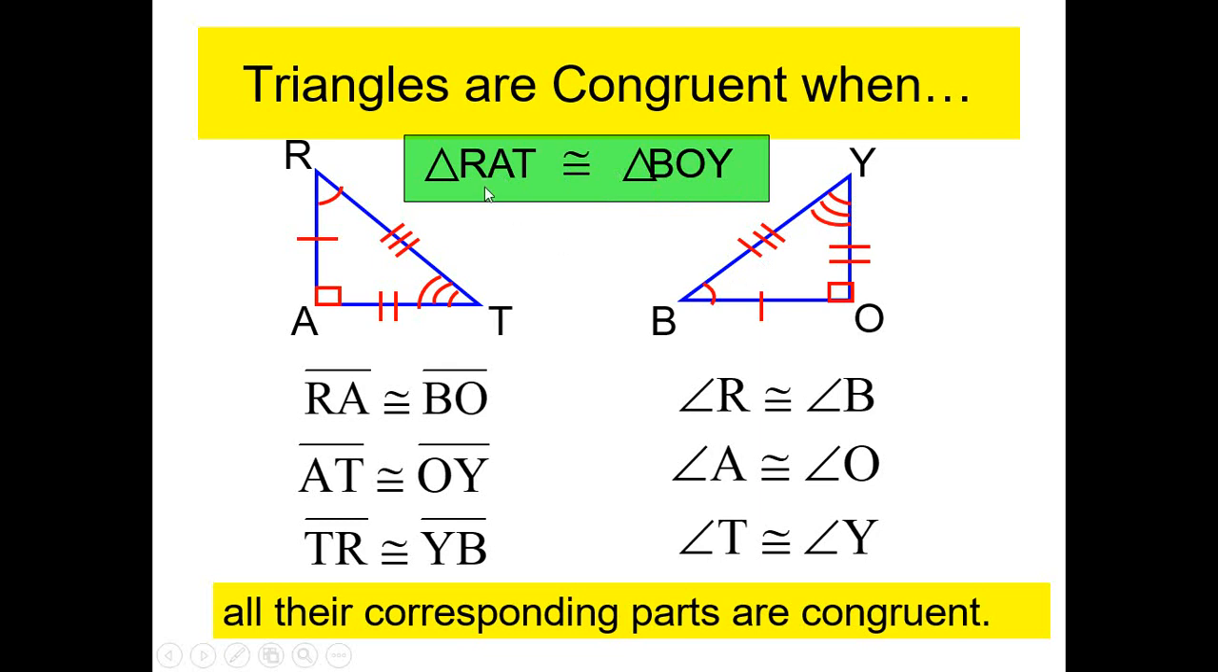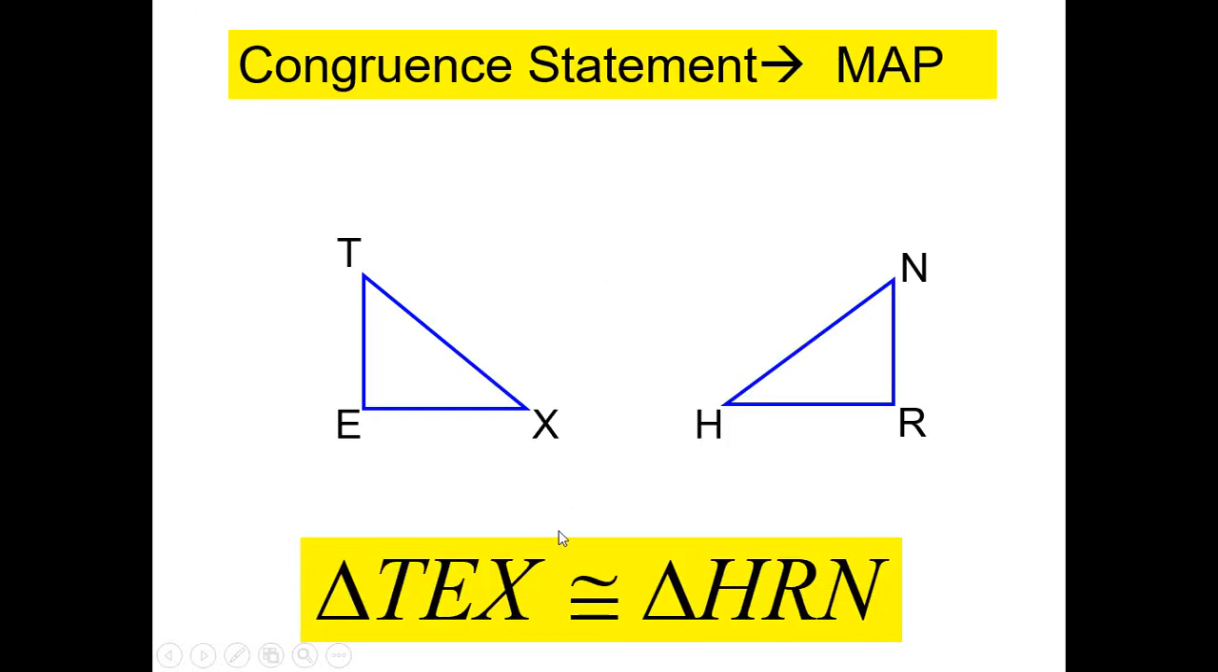Okay? So I could rewrite this and say TAR, right? If I started with TAR, then I would have to do this one all the way backwards too. I would have to say YOB. If I said ART, A-R-T, that's the second, first, and third, then I would have to say O-B-Y. Okay, this is not that important, but I need to show you. Okay, so this is, like I said, a congruent statement is a map.